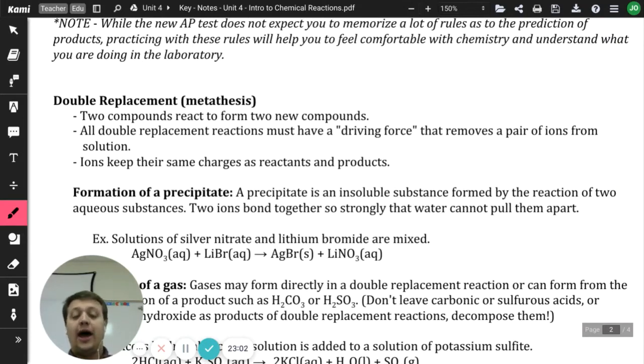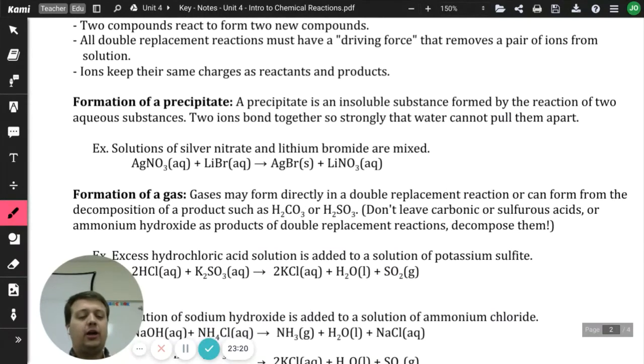Now, ions are going to keep their charges as the reactants and products. So I don't just take a sodium and it magically goes from a +1 charge to a +2 charge. They maintain the charge that they had originally. All right, so with double replacement, we've got a couple things that can happen.